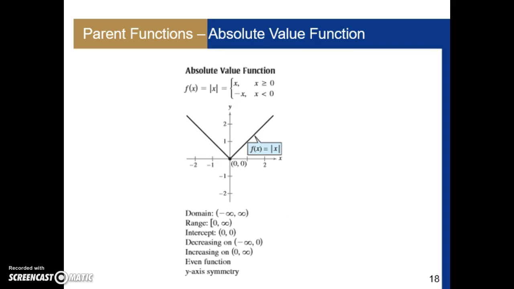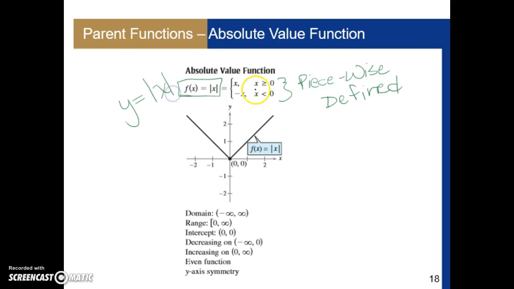Another parent function that we need to know how it behaves, and all the little information about it, is the absolute value function. The absolute value function is technically a piecewise defined function, and we'll talk about piecewise defined functions later on. What you see here is y equals the absolute value of x, and its behavior is linear based on different pieces of its domain. On the pieces of its domain that are 0 and greater, it behaves like the parent linear function, just y equals x. For all negative input values on this function, it behaves like y equals negative x.